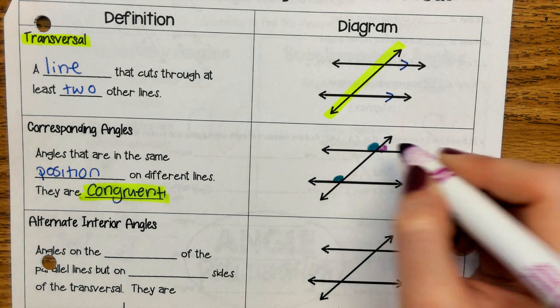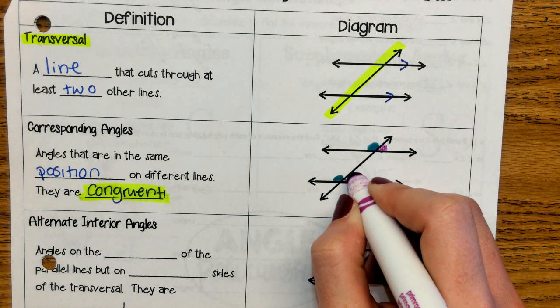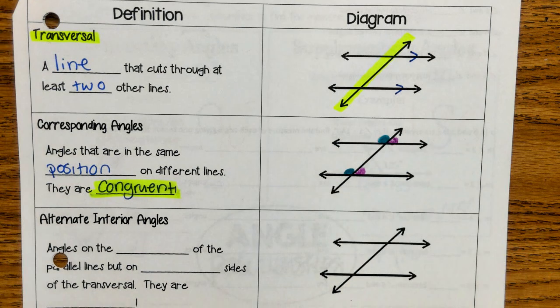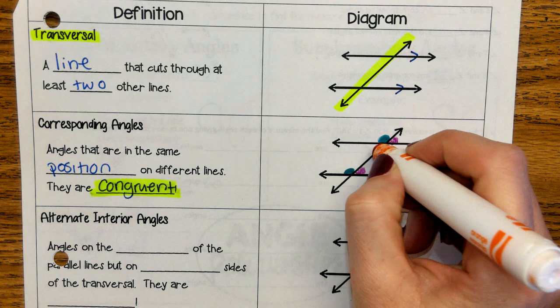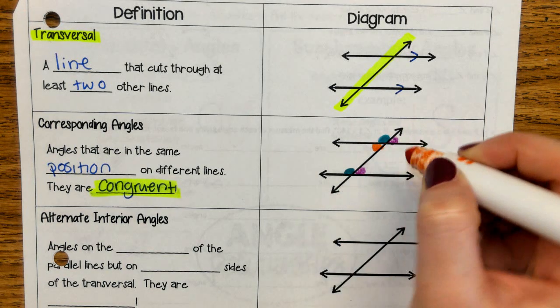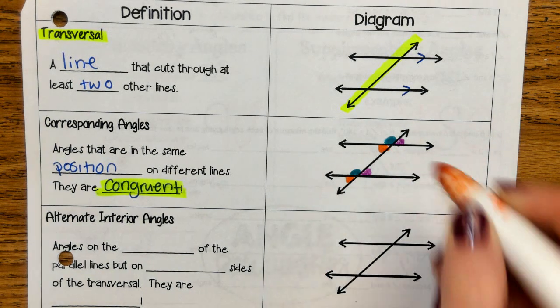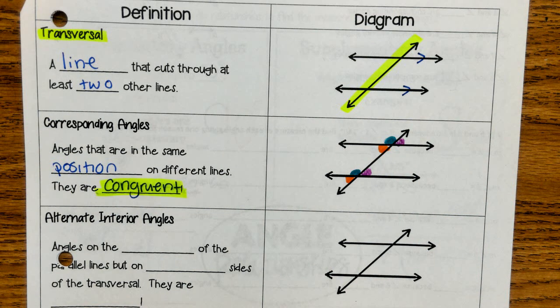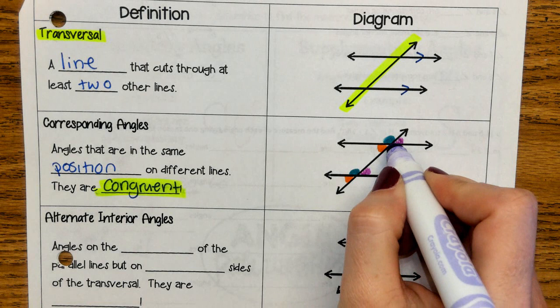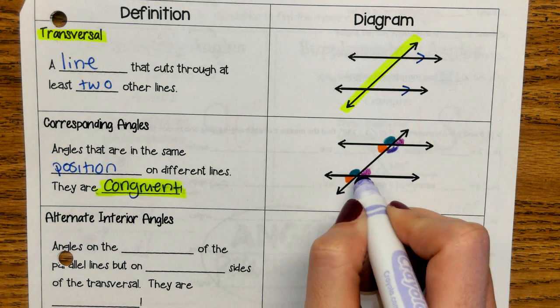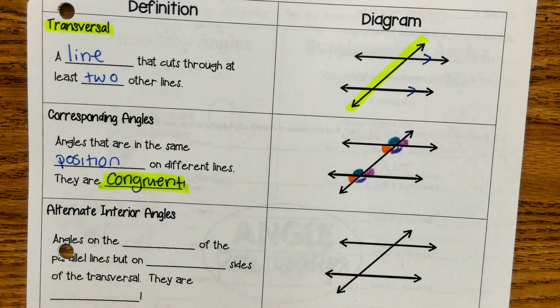On the top right-hand side, we have other pairs of angles that are corresponding. These purple angles correspond because they are both on the top right-hand side of their parallel line. Below the parallel line, on the bottom left-hand side, we have those orange angles that are corresponding. And on the bottom right-hand side, we have these light purple angles that correspond.